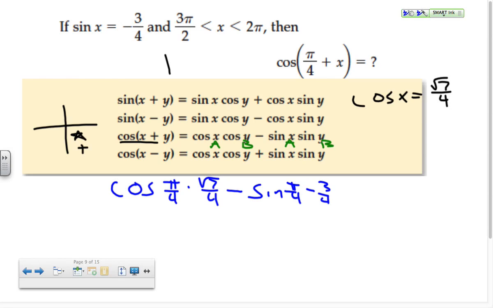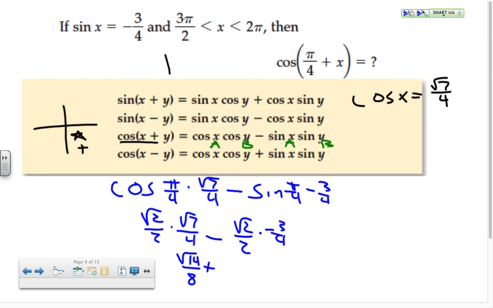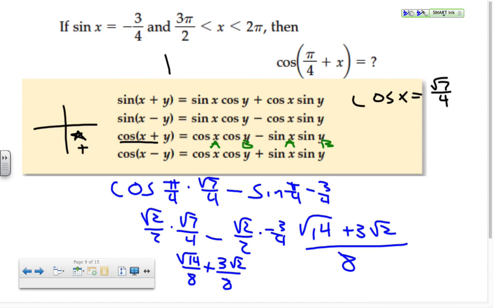Okay. So cosine of pi over 4 is root 2 over 2. I hope you know that one by now. That one's the easiest one to memorize. Okay. Minus root 2 over 2 times negative 3/4. So this becomes root 14 over 8. And this becomes 3. So we have root 14 over 8. Now we have two negatives, so we're going to go plus 3 root 2 over 8. So I'm going to simplify it one more step. Root 14 plus 3 root 2 over 8. And we're going to leave it like that. Next example. I hope that one was a little clearer.